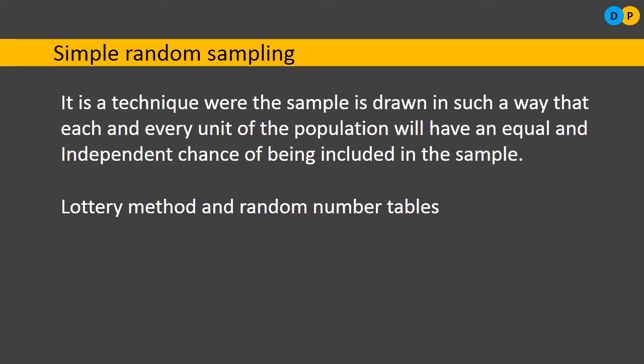Similarly, there is a table called a random number table. From this table also you can choose certain numbers randomly. So in this particular method, we are going to give equal importance to each and every unit in the population.